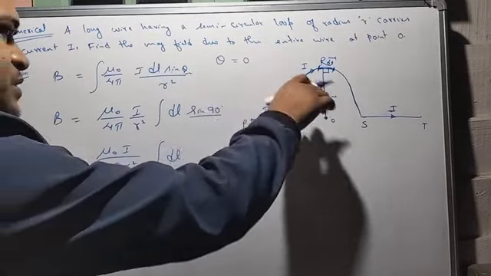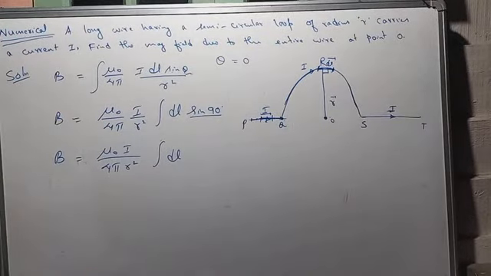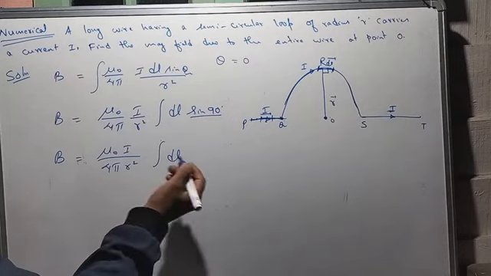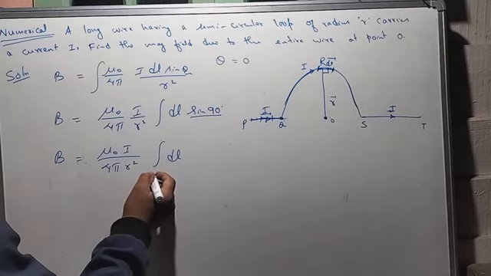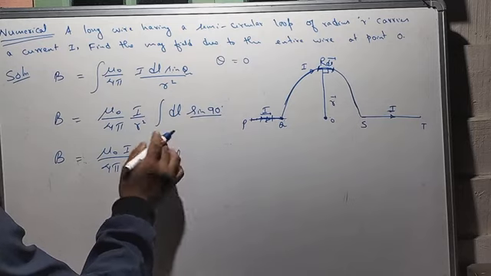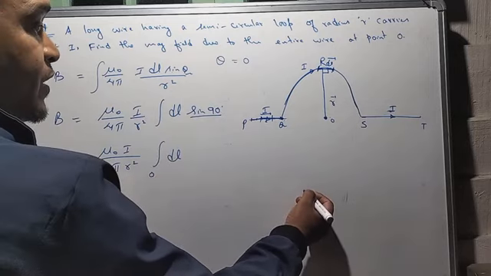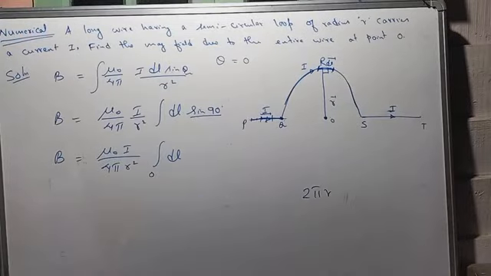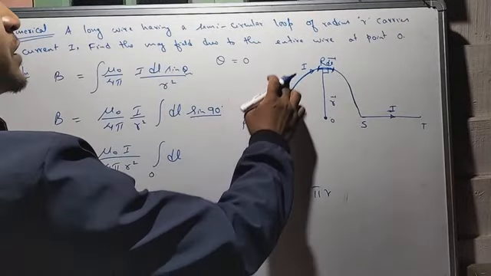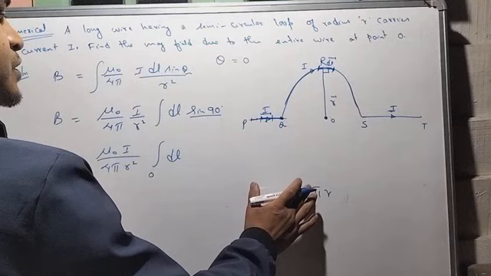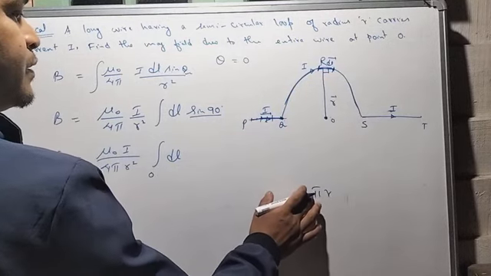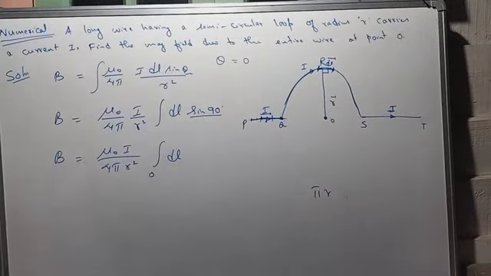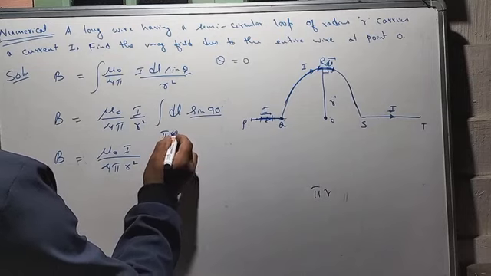So along the semicircle, we know the total length should be half of the circumference, which means the limit of integration in this case will be 0 up to, because we know in a circumference it is 2 pi r, which is the total length of the circle. If it is just a semicircle, then if we divide by 2, this factor 2 will be gone, and we have just pi r.